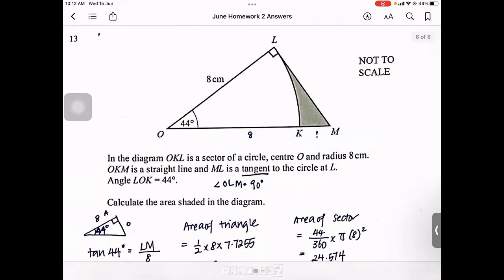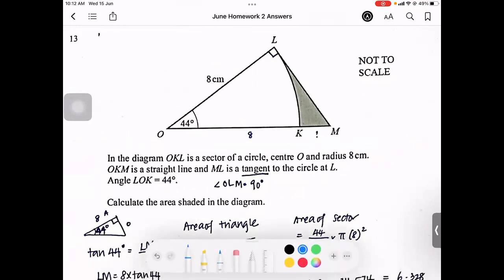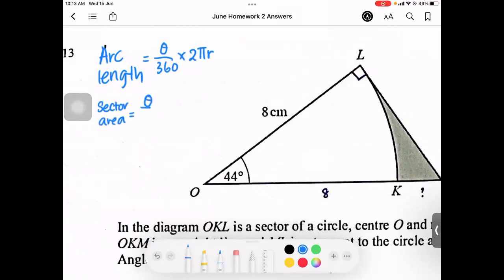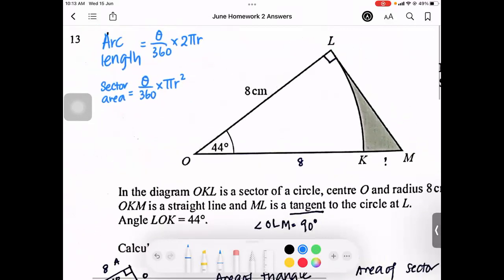So inside the diagram, OKL is a sector. A few formulas we need to remember already, right? If it's arc length, it will be theta over 360 times the circumference, 2 pi r. Please memorize it. Then the next one, sector area will be theta over 360 degrees times the area of circle, pi r squared. Okay, so this is a sector. Then maybe you need segment and all the other shaded areas later.